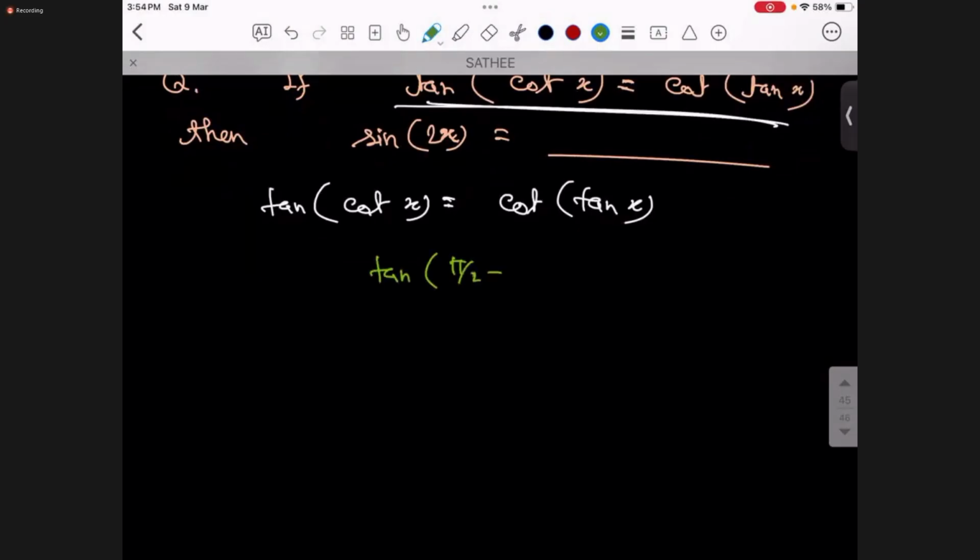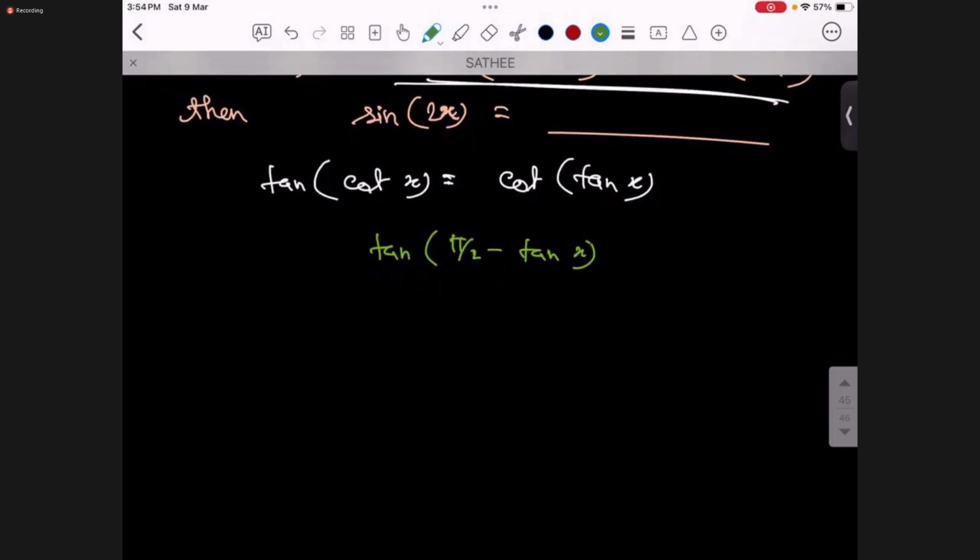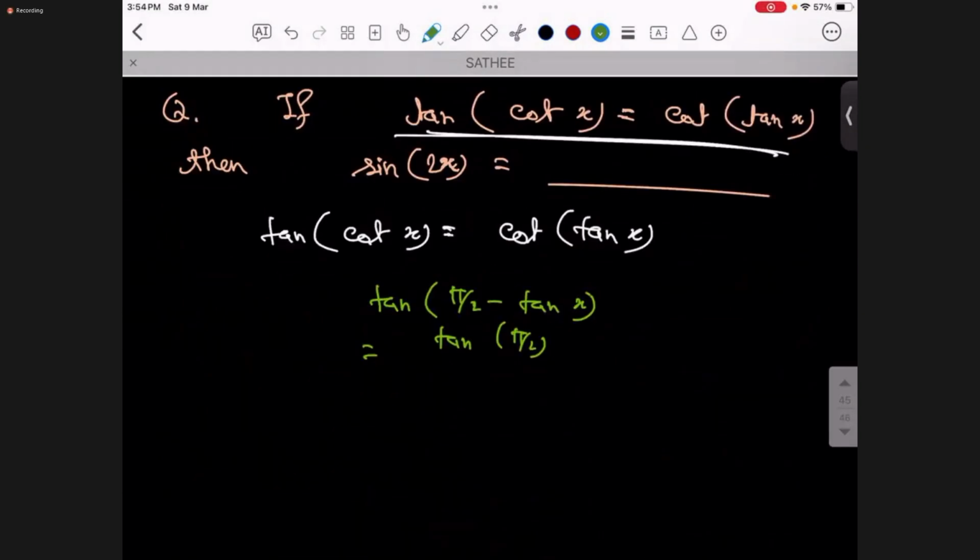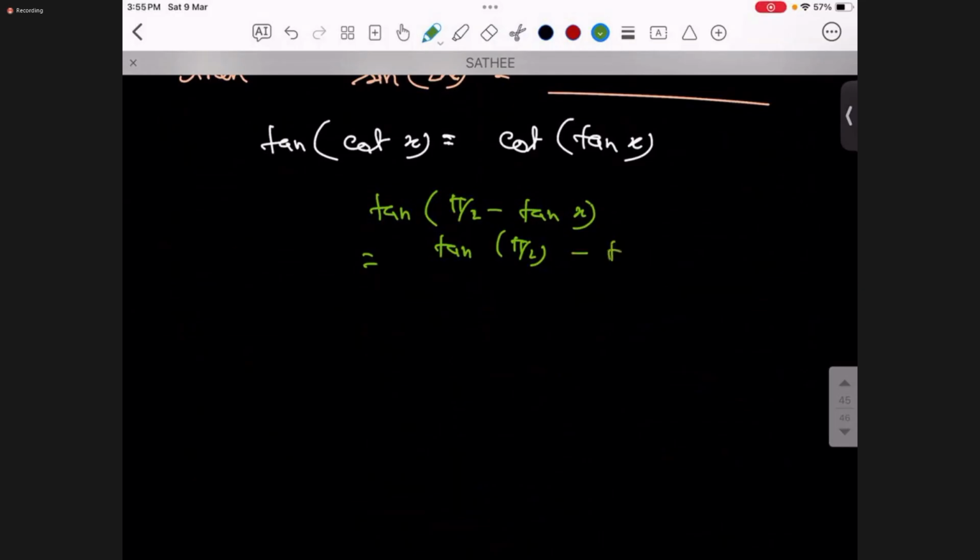Tan of pi by 2 minus tan x. What will we get from here? So let us do these things. Tan of pi by 2 minus tan x means tan pi by 2, okay, how can I do it? Okay, tan pi by 2 minus tan of tan x. Okay, I'm doing something wrong maybe. Okay, yeah. And what will be the answer?